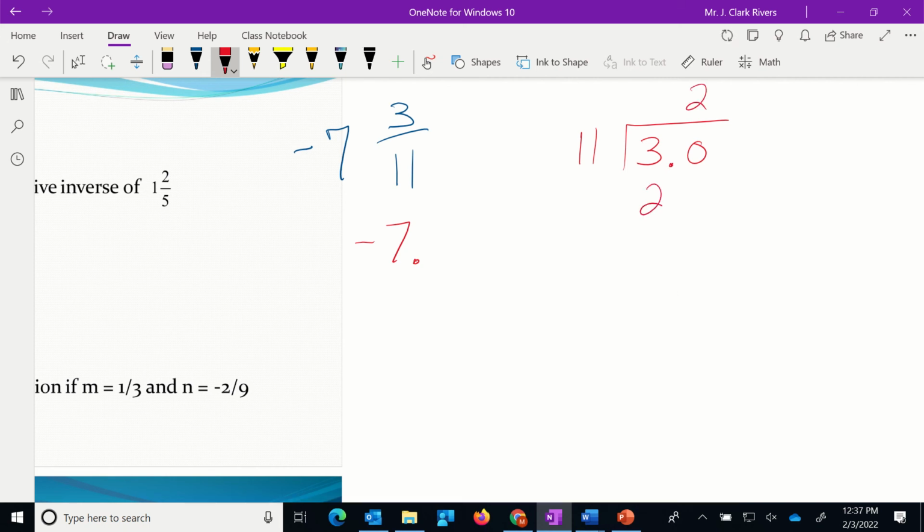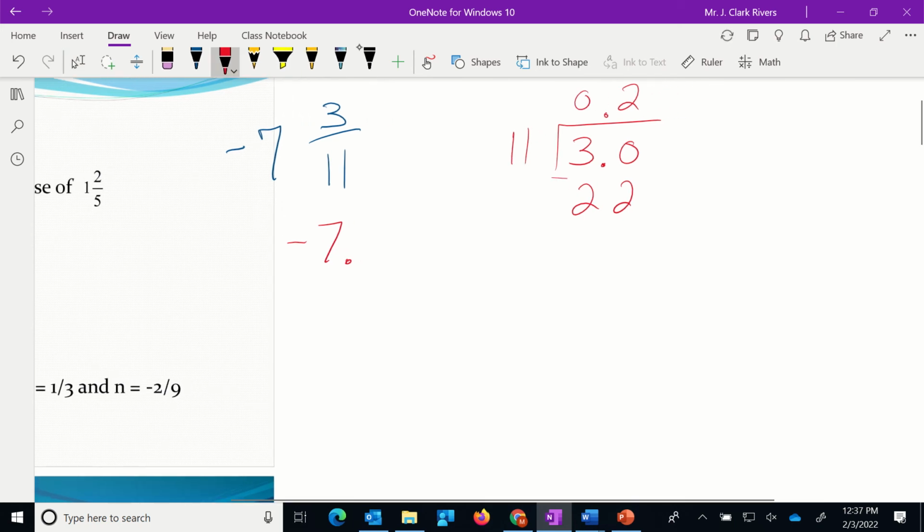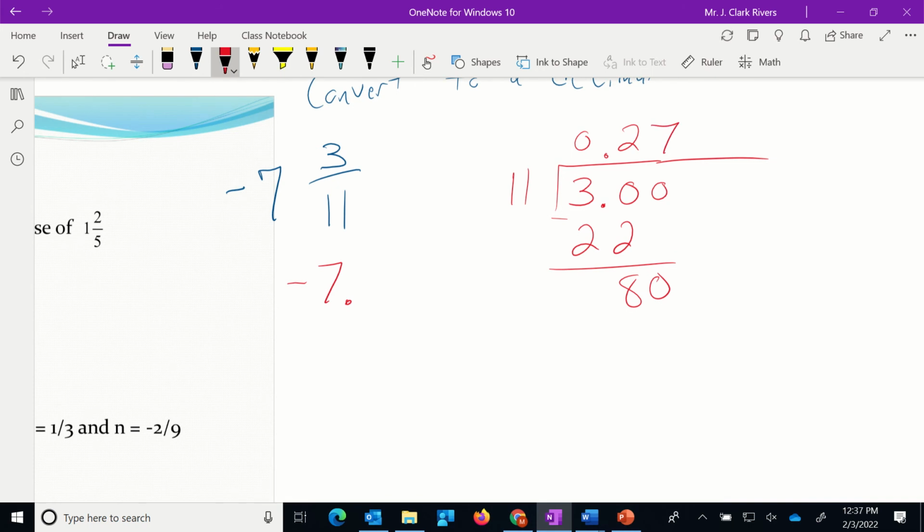11 times 2, we get 22. I'm going to put a point up here and a 0, right? So wherever that decimal is, you bring it up. 30 minus 22 is? 8. We bring down our 0. How many times does 11 go into 80? 7 times. What's 11 times 7? 77. We subtract. What's 80 minus 77? 3. We bring down our 0.